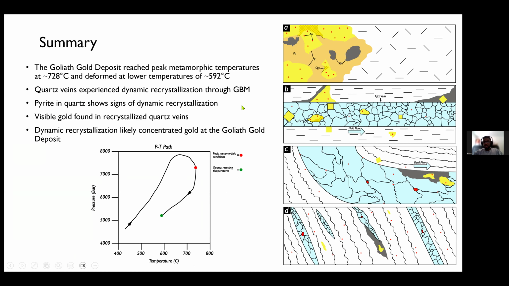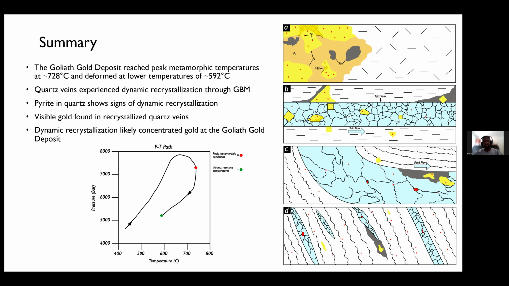Just to quickly summarize, the Goliath Gold Deposit reached peak metamorphic temperatures at 728 degrees, but we believe it deformed at a lower temperature of 592 degrees. The quartz veins experienced dynamic recrystallization through grain boundary migration in this case. Pyrite also shows good evidence of dynamic recrystallization, and even though we weren't able to index other phases with EBSD, other phases like galena also show good evidence for dynamic recrystallization.